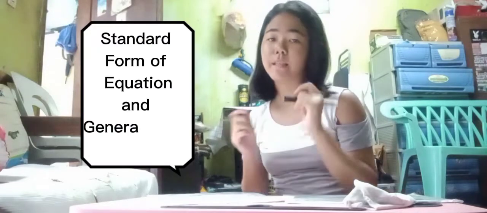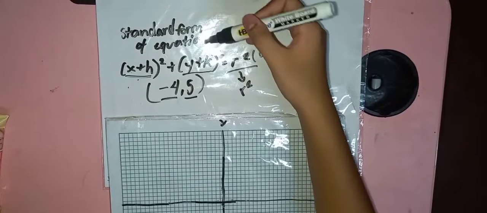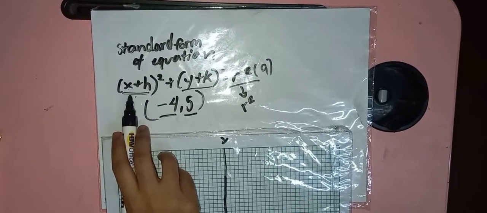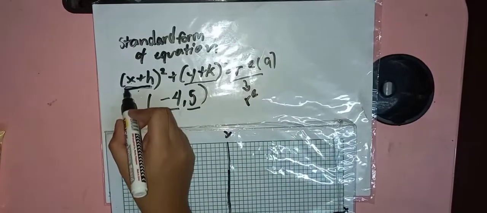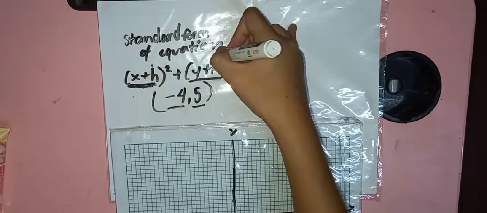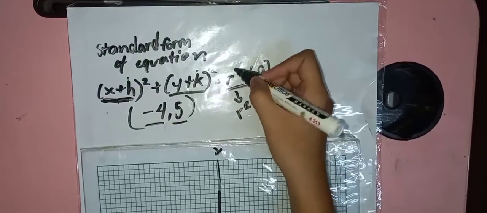Graphing a circle, you also need to know about the standard form and also the general form. So now I will show you how it will be written in the standard form of the equation of a circle. The standard form of the equation would be (x plus h) squared plus (y plus k) squared is equal to r squared. So this would be our x coordinate and this will be our y coordinate. This h and k would be the numbers or the constants. r squared would be our radius squared.